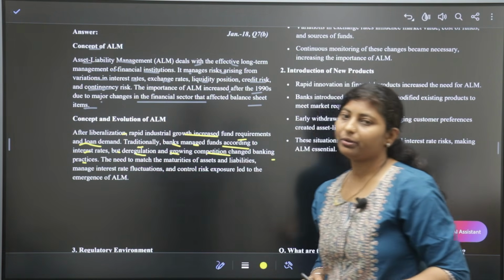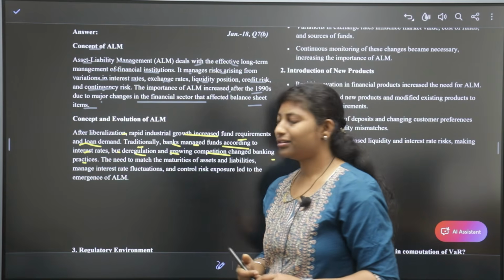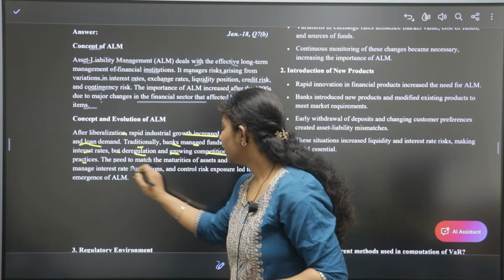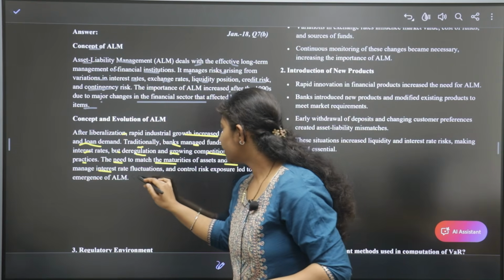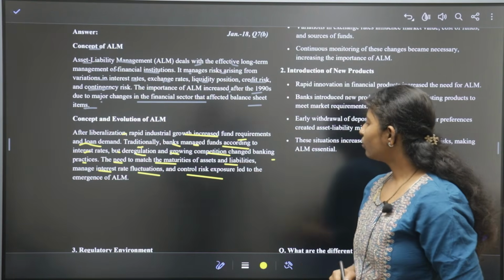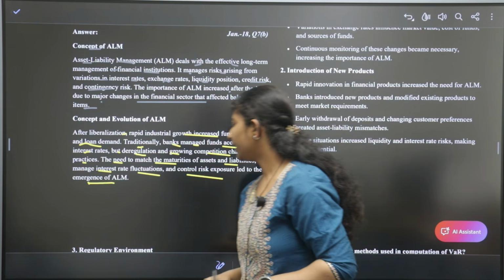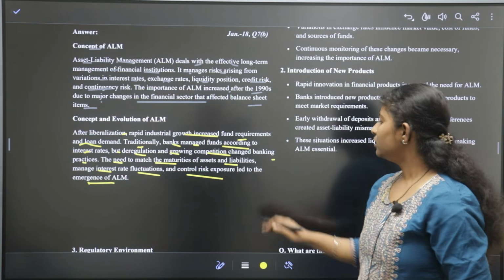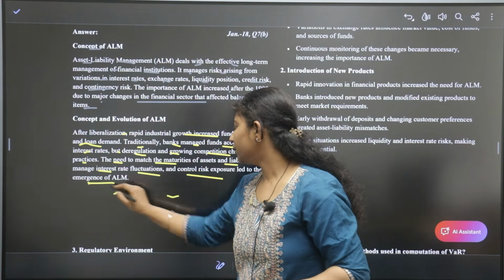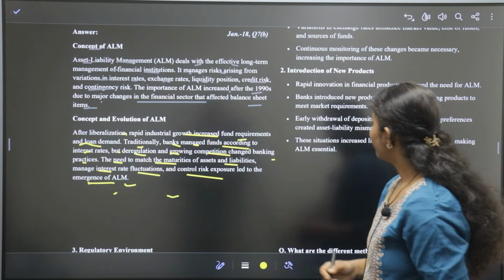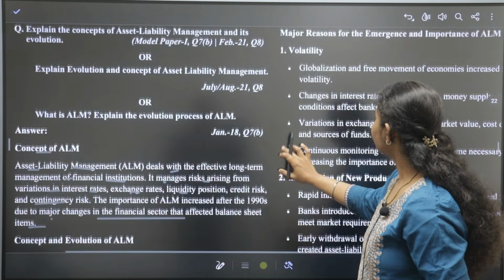Okay, again there will be changes in such bank practices because of a certain change in rules and regulations. The need to match the maturity of assets and liabilities, managing interest rate fluctuations and controlling risk exposure leads to the emergence of ALM. Okay, so these are all the factors which helped bring about this term ALM. Okay, so this is the concept of evolution.